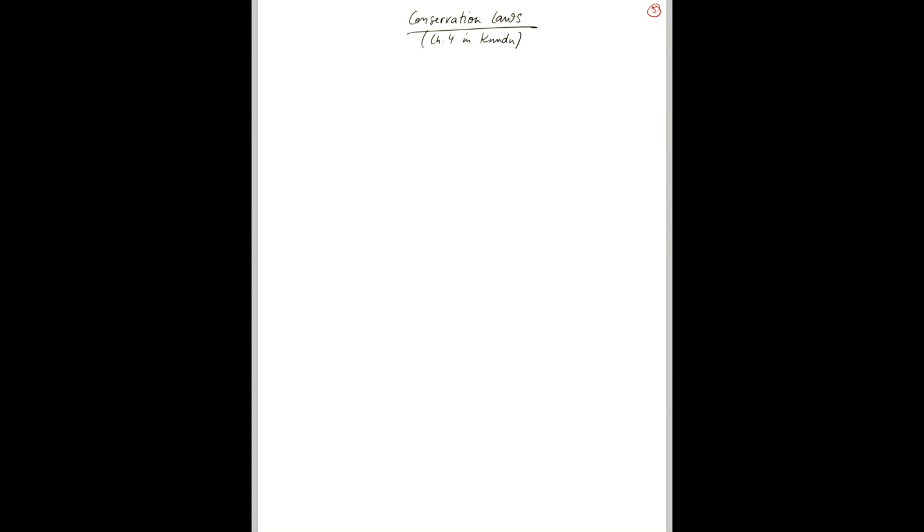So now we come to conservation laws. This is chapter 4 in Kundu, and these are our main tools that we use to calculate flow fields. And the first conservation law that we come across is the conservation of mass.